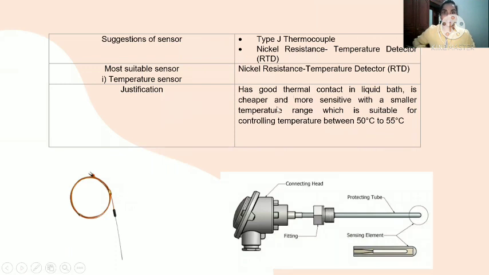We suggest type J thermocouple and nickel resistance temperature detector, RTD. The most suitable sensor that we found is the nickel RTD because it has good thermal contact in a liquid bath, is cheaper and more sensitive with a smaller temperature range, and it is suitable for controlling temperature between 50 degrees Celsius and 55 degrees Celsius.